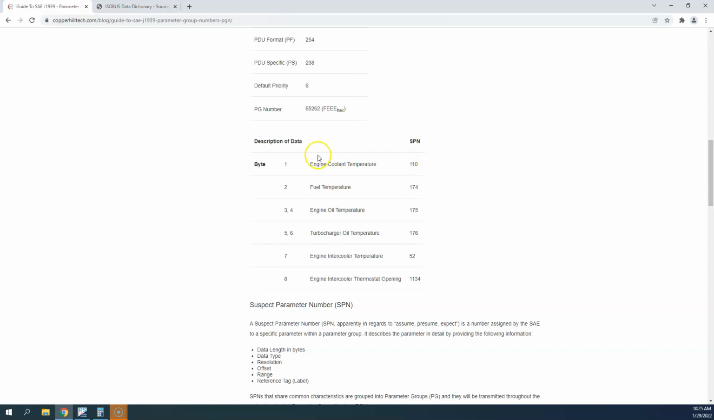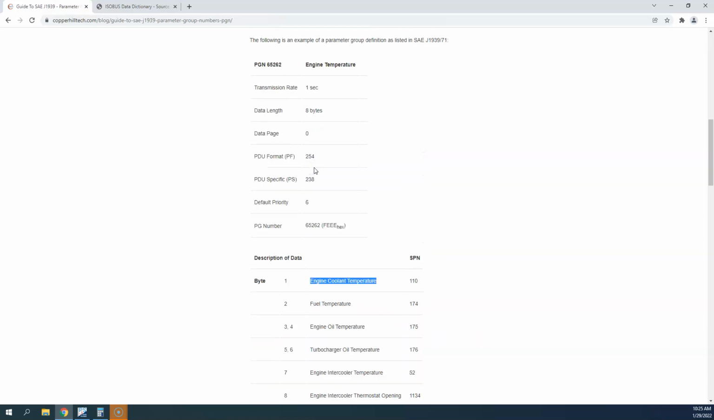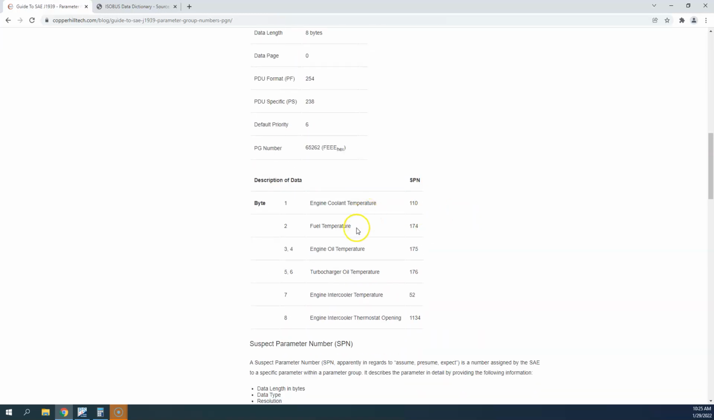So looking at what SPNs are, there are numbers that are assigned to them. I'm not going to worry so much about those, but we can see that engine coolant temperature, of course, is coming in a message which is engine temperature. That's one thing that's there. Fuel temperature, typically that's an input on a diesel engine to the engine controller. We want to know what the fuel temperature is.